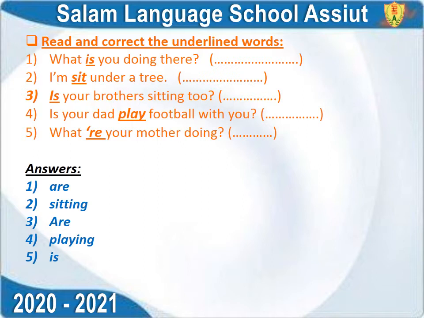Number 3. Is your brothers sitting too? The correct answer here is are your brothers. Number 4. Is your dad play football with you? The correct answer here is is your dad playing football with you? Number 5. What are your mother doing? The correct answer here is what is your mother doing?